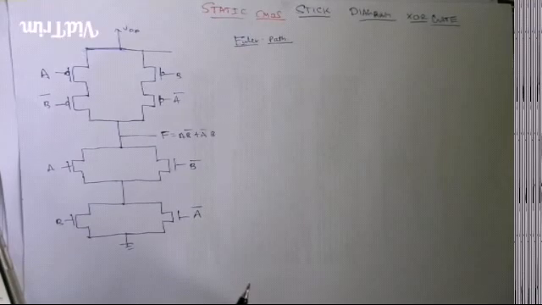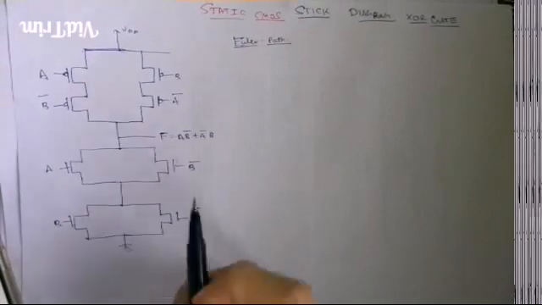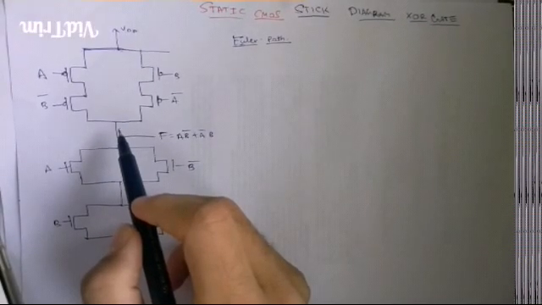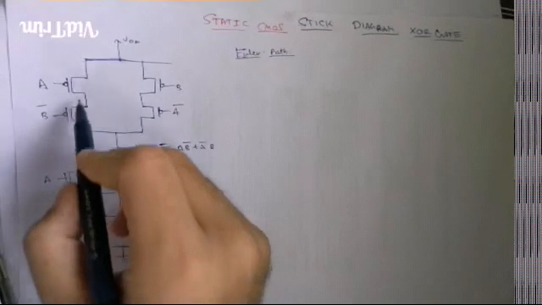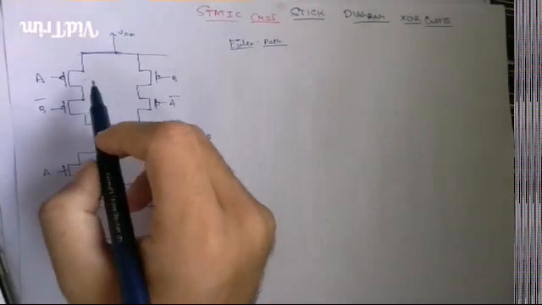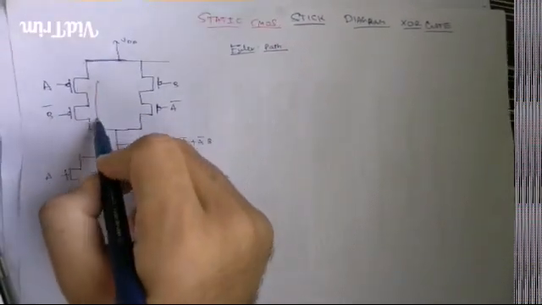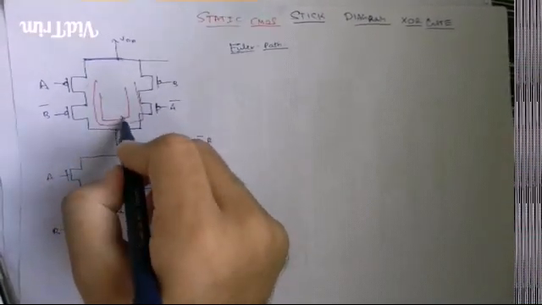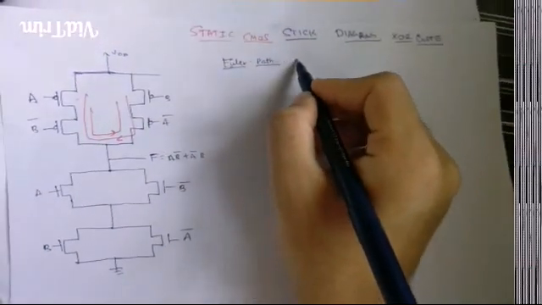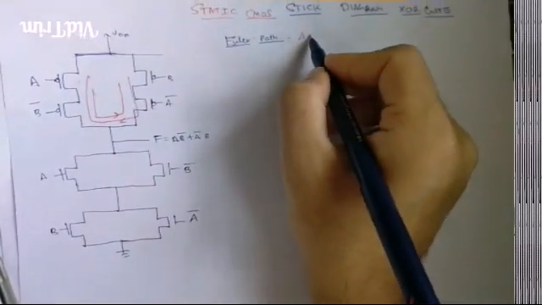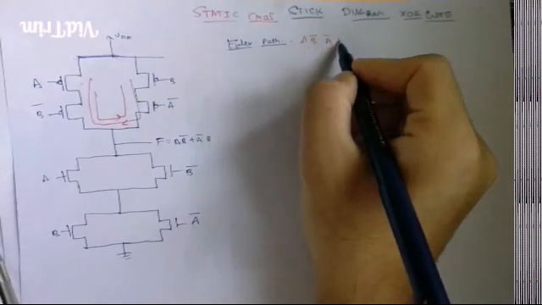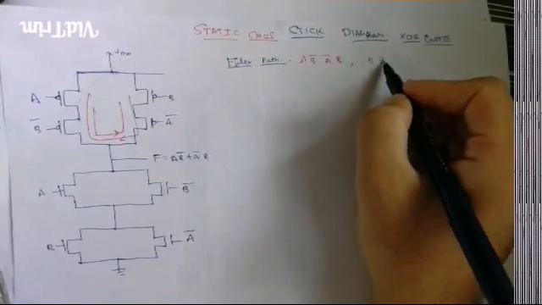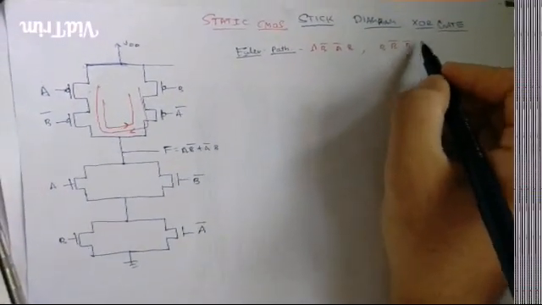Euler's path in a graph is defined as a path through which all the nodes of the transistors are traversed such that each edge in the graph is visited only once. For example, there are two Euler's paths which can be recognized in this PMOS, such as this path and this other path. The two paths are A, B bar, A bar, B. The other one is B, A bar, B bar, and A.